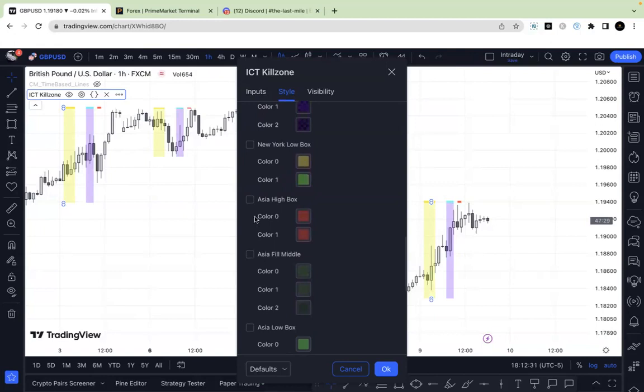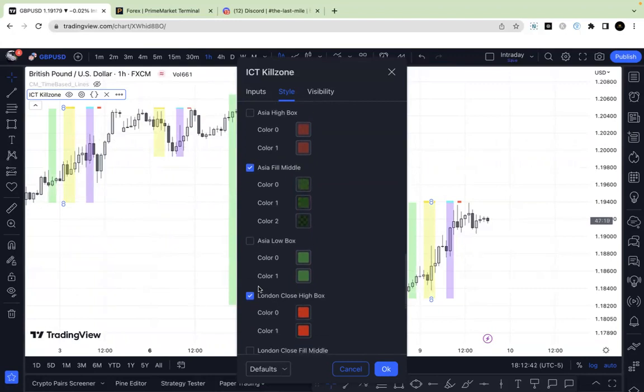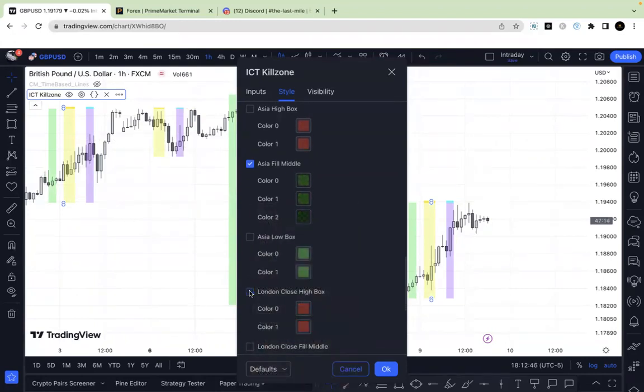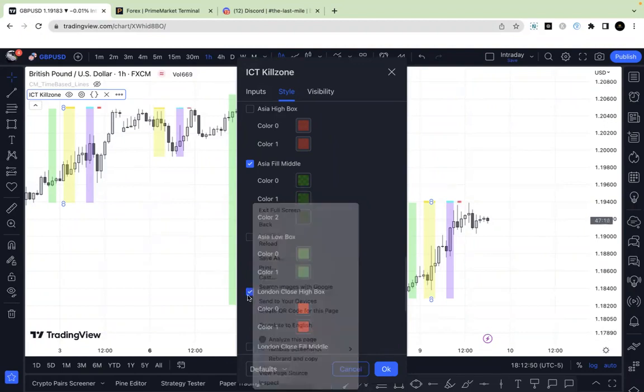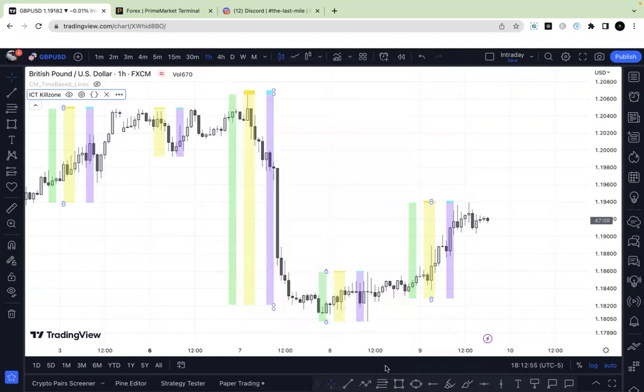If you want Asia to be filled, it's the same thing. Asian is green, London is yellow, and New York is purple. But like I said, you can color coordinate this however you want to. And then London close, that's going to be the red one. It's like the end of the session, right there. So with that being said, I'm going to keep my settings how they are, but that's just an option.